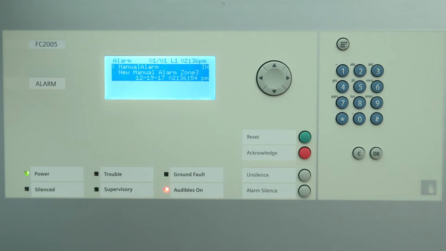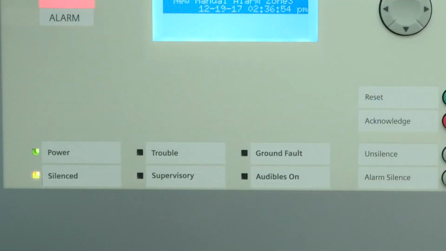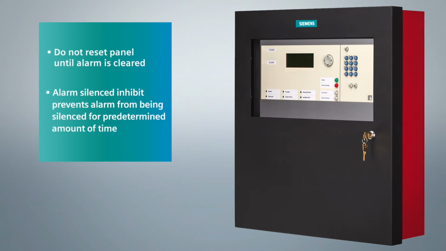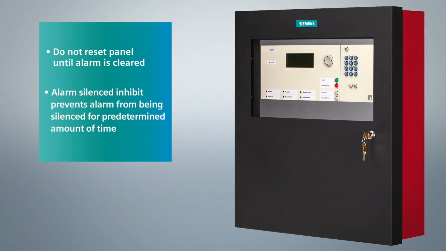To silence the notification appliances after evacuation, where permitted, press the alarm silence button. The notification appliances will be silenced and the LED indications will change from flashing to continuous. You will now see that the alarm silenced LED will be lit. Some things to keep in mind are: do not reset the panel until the alarm is cleared, and alarm silence inhibit, if set, prevents the alarm from being silenced for a predetermined amount of time.